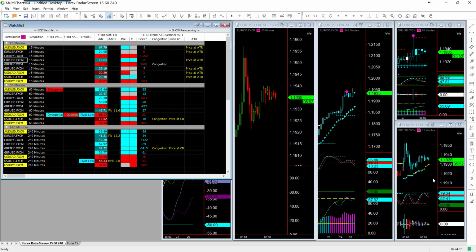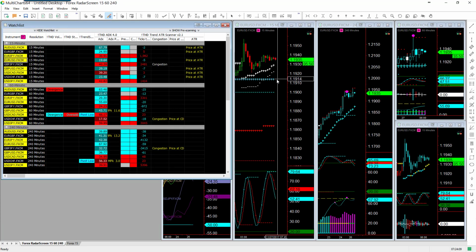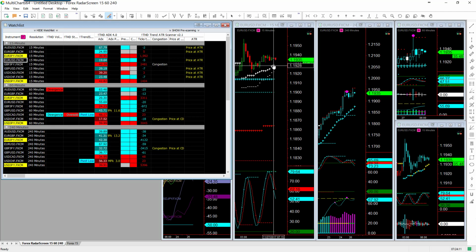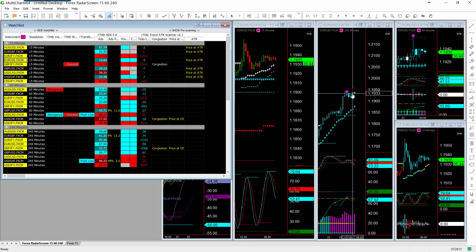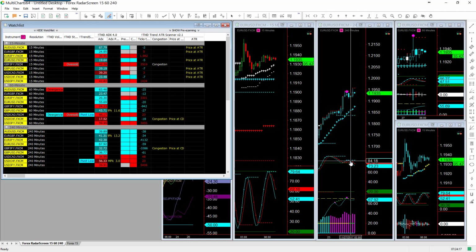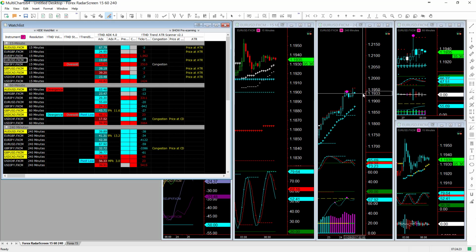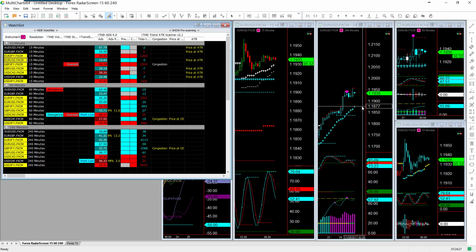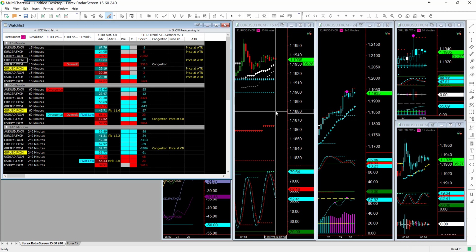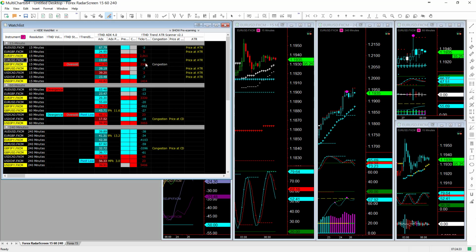Over on the euro dollar, you can see that right now we are aligned to the long side. We've had trend divergence over on the 240-minute chart, but you can see it is not aligned for this to go back to this ATR. This is not one you want to take because it's not in alignment.